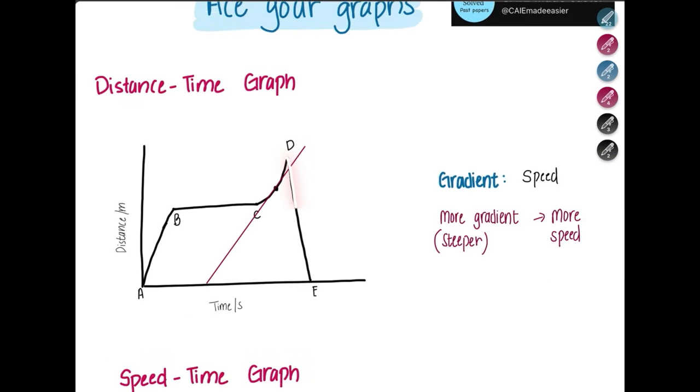And then finally, we're going down. So we have constant speed. But the difference between A to B and D to E is, from D to E, we're moving back to the original source. When we reach E, we are back at the starting point. Now, one more thing that you can notice here is that we have a curve. And if they ask you to find the instantaneous speed at that point, you have to draw a tangent and then find the gradient of that tangent.